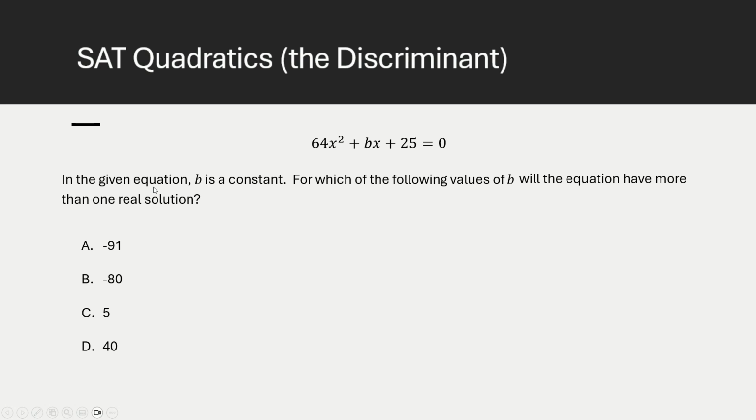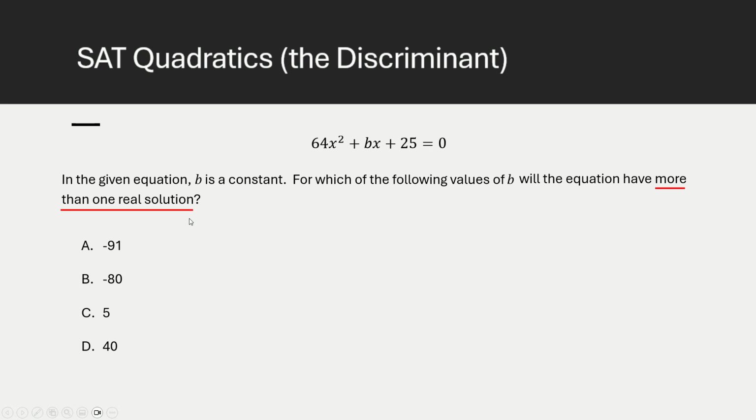It says in the given equation, b is a constant. For which of the following values of b? Okay, so it's actually asking us to solve for a possible value of b, but there's more information if we keep reading. Will the equation have more than one real solution? And this last part here, that the equation will have more than one real solution, is the most important part to beginning the question.